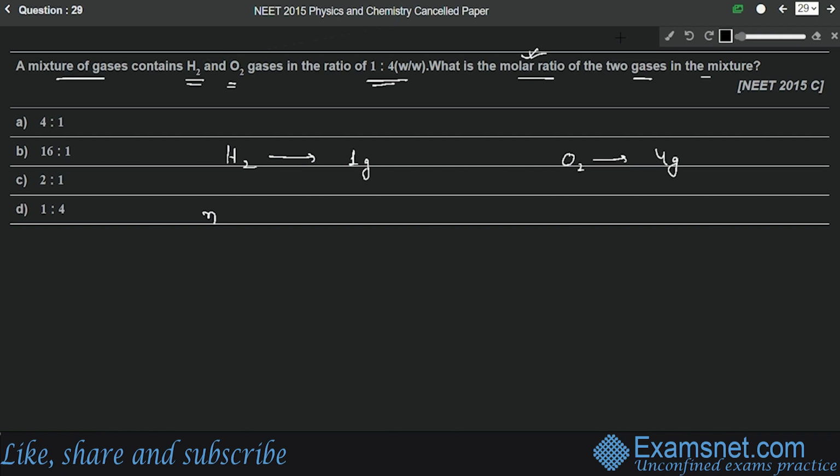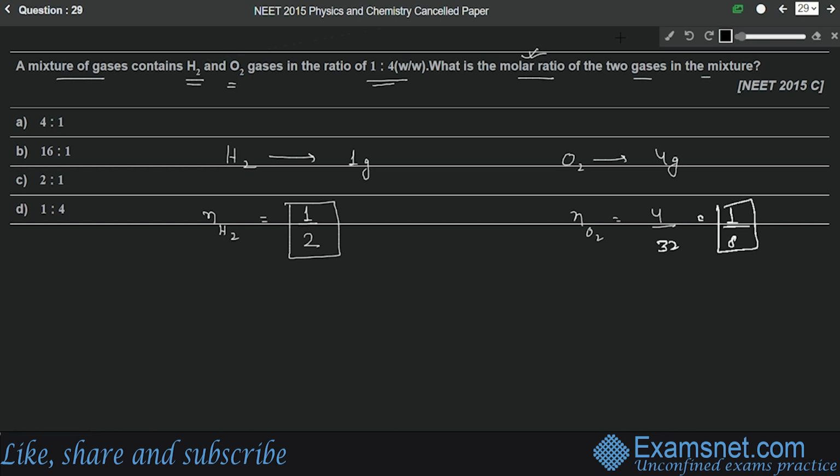So the number of moles of H2 will be given mass, that means 1 gram, divided by the molar mass of hydrogen, that means 2 into 1, 2. So this is the number of moles of hydrogen gas. For O2, number of moles will be equal to given mass, that means 4, divided by the molar mass of O2, that means 2 into 16. So it will be 32. Okay, 4 divided by 32, that means 1 by 8.